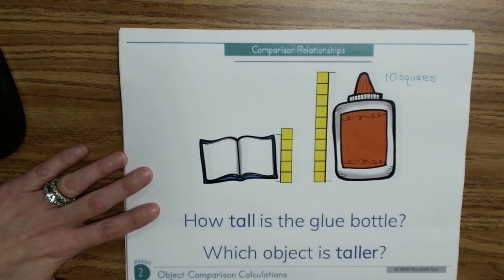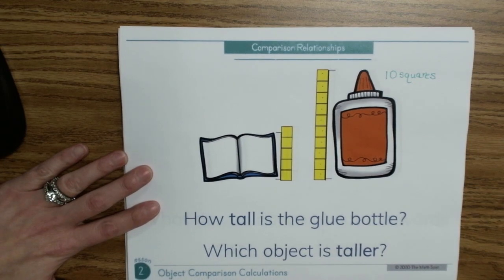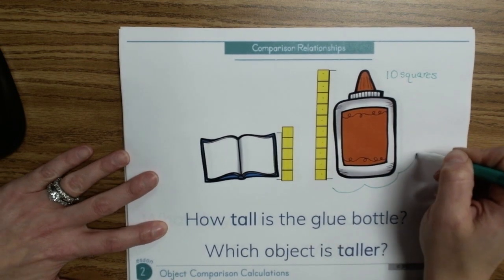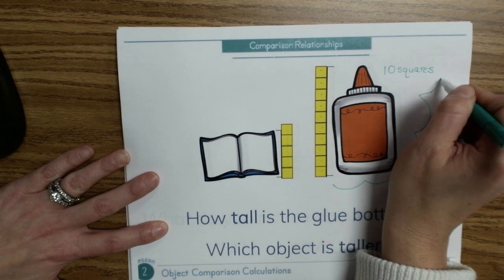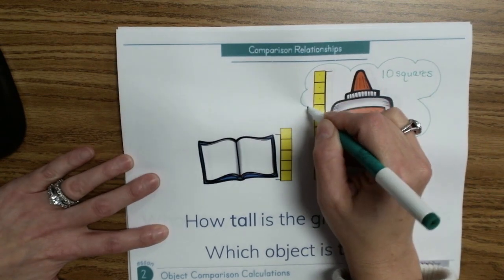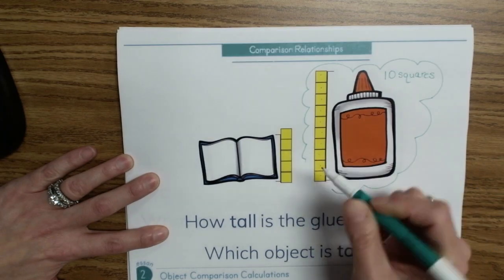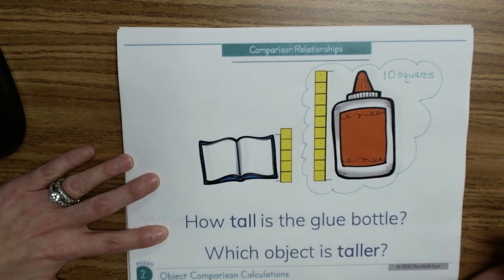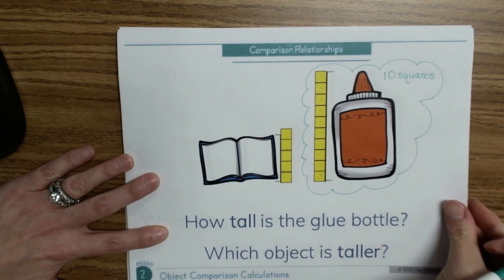Well, which object is taller? Okay, well, who is taller? You're right. The glue bottle is taller. We can tell just by using what we see. Just by looking, we can tell that the glue bottle is taller. Okay, not too bad, right? Not too bad.